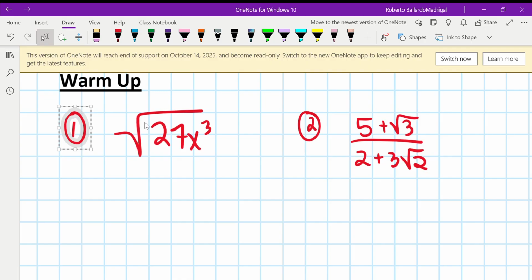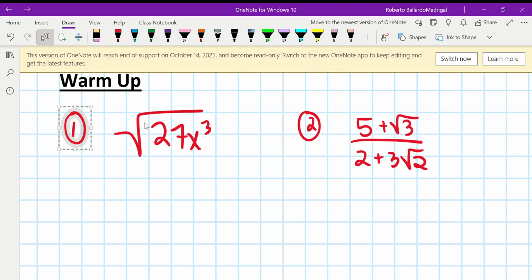All right, so we're gonna go ahead and get started with the warm up now. We're gonna look at how to reduce some of these radicals, and then we're also gonna talk about the conjugate. So let's begin by looking at the first one.